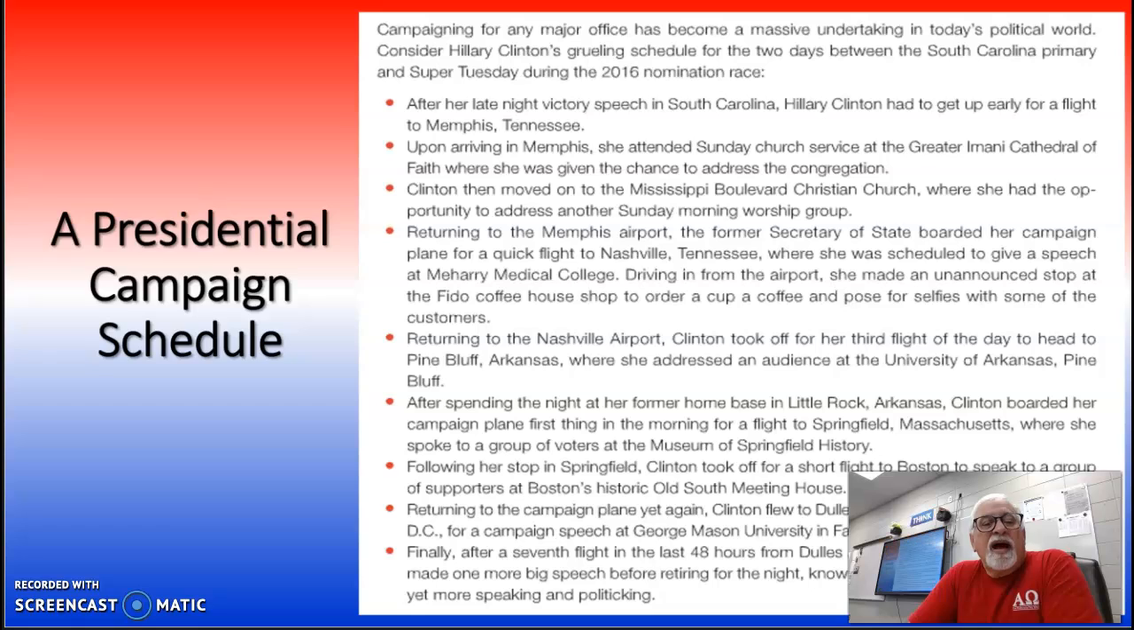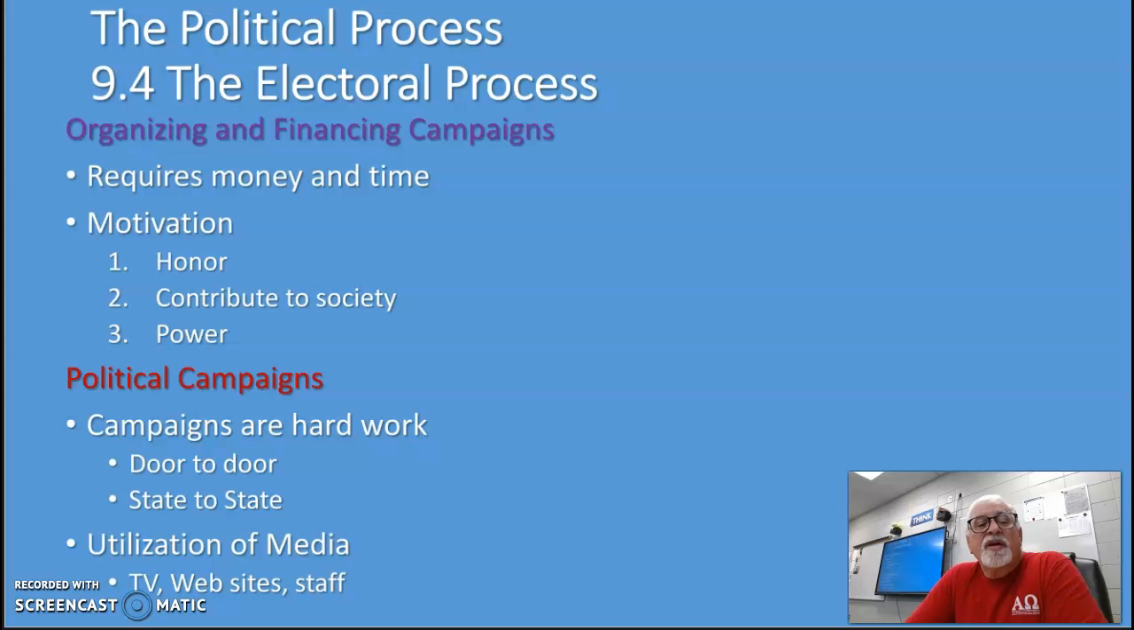In fact, I would encourage you to pause and read over this. This is Hillary Clinton's campaign schedule just for a couple of days. And keep in mind, these people are in their 70s when they are running for national office, a lot of times. Again, it requires money and time in order to run for office.